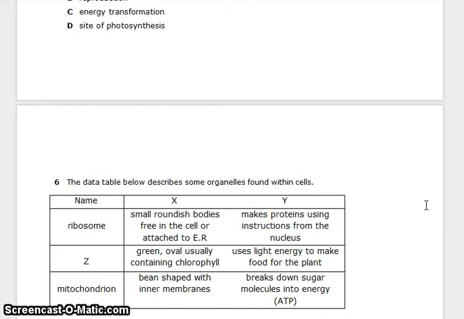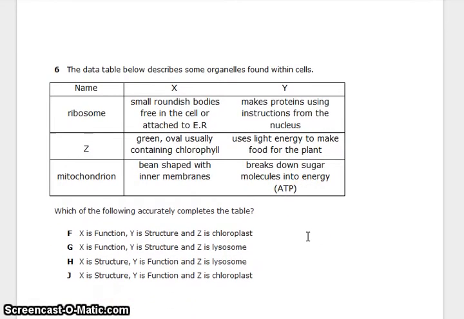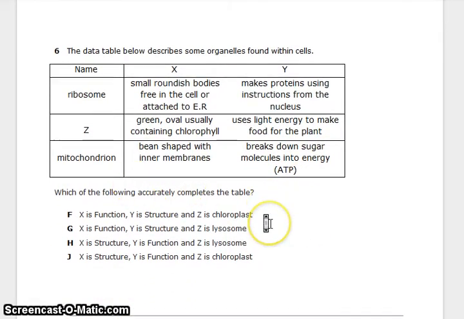6. The data table below describes some organelles found within cells. Ribosomes, small roundish bodies free in the cell or attached to ER, makes proteins using instructions from the nucleus. Z. Green oval usually containing chlorophyll, uses light energy to make food for the plants. Mitochondrion, bean shaped with inner membranes, breaks down sugar molecules into energy, ATP. Which of the following accurately completes the table?